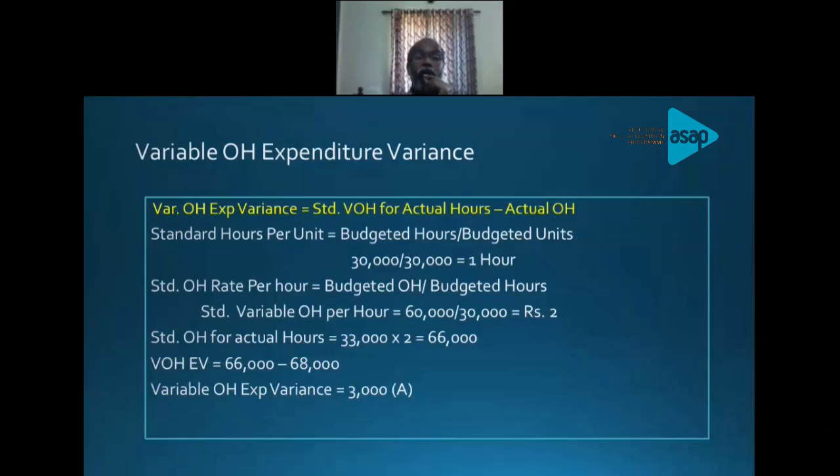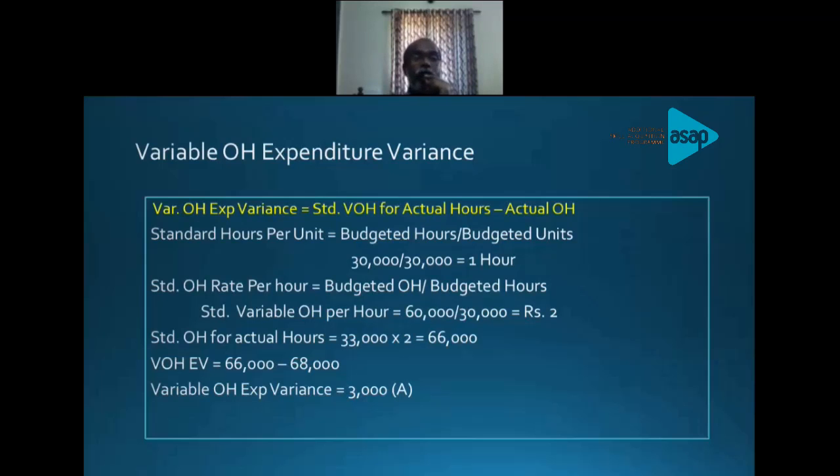Standard overhead for actual hours is 33,000 into 2. 33,000 is the actual hours, given in the question. 33,000 into 2, that is 66,000. So standard overhead for actual hours is the product of actual hours and the standard hour rate. Actual hours is 33,000, standard rate is 2. So the standard overhead for actual hours is 66,000.